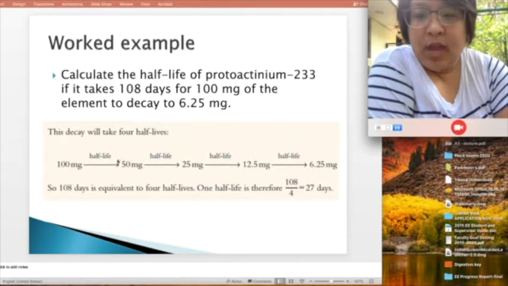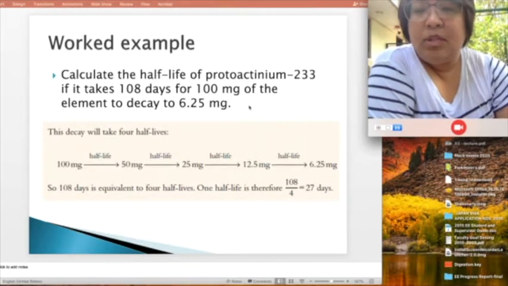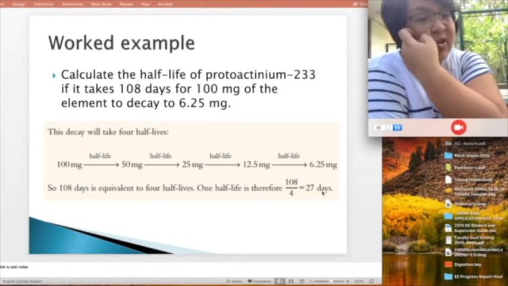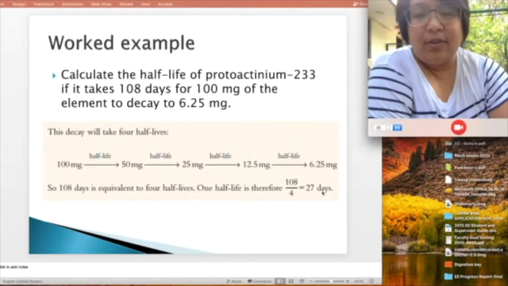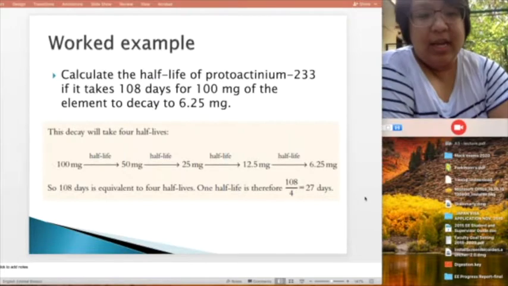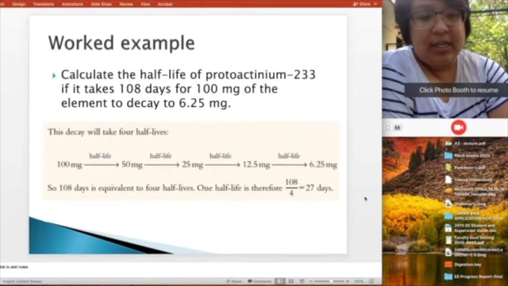Now, you had 4 half-lives there. And in the problem, it says it took 108 days to decay. So 108 days divided by 4 half-lives is 27 days. So a half-life is 27 days. It becomes half of its original amount every 27 days. Okay, so also an easy example, right?